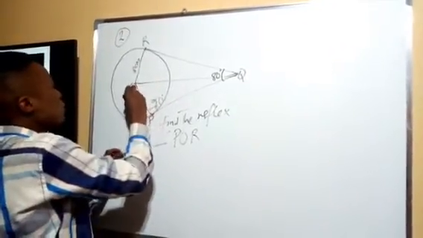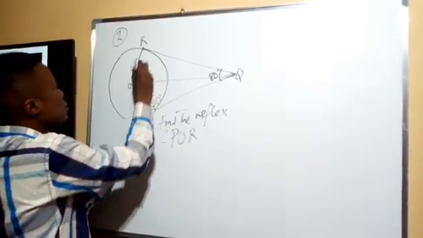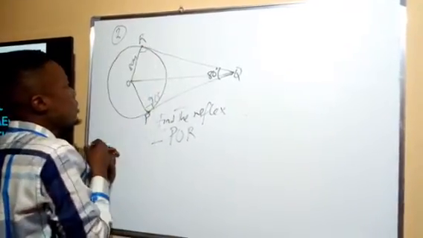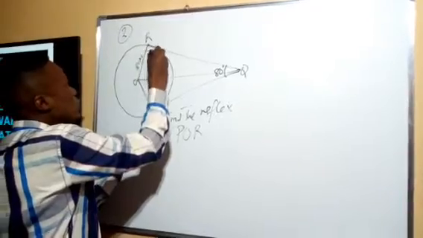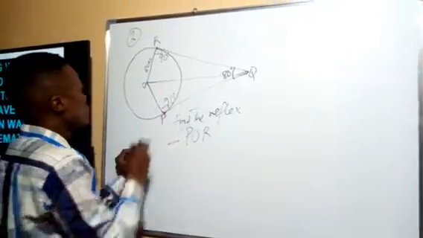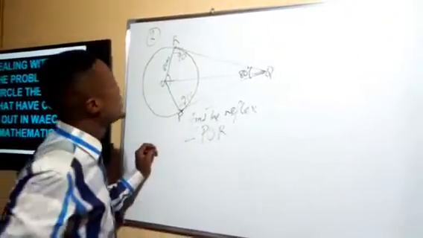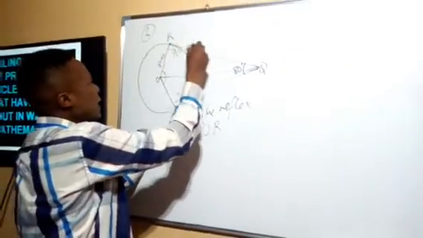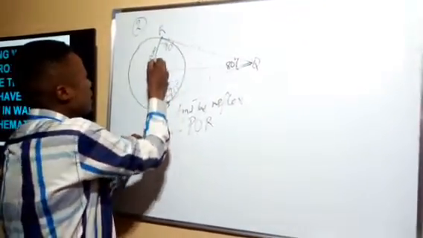Also, this is another radius because it is moving from center to circumference. So this angle is also 90 degrees. So let us get this angle here because this shape has 4 sides: 1, 2, 3, and 4.